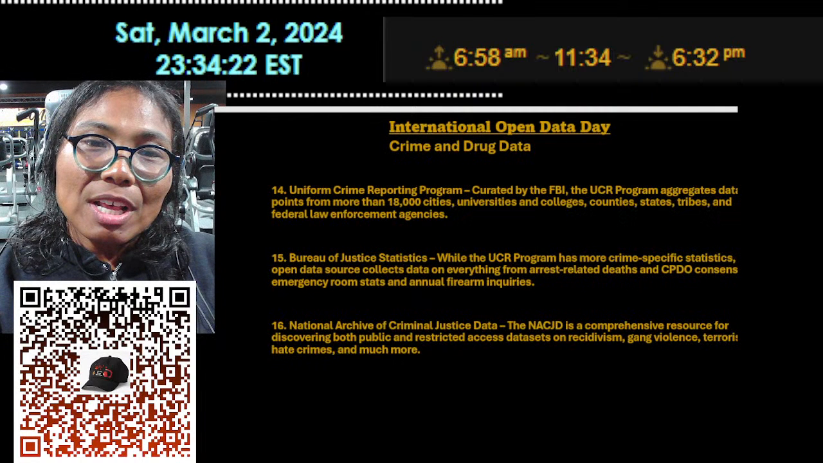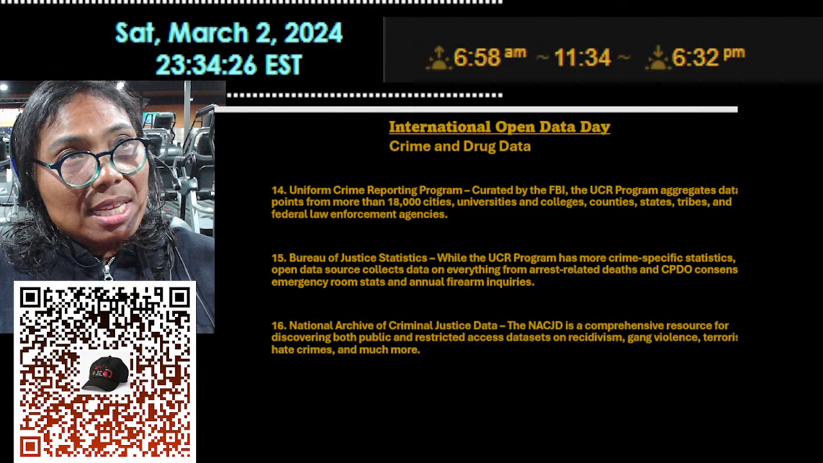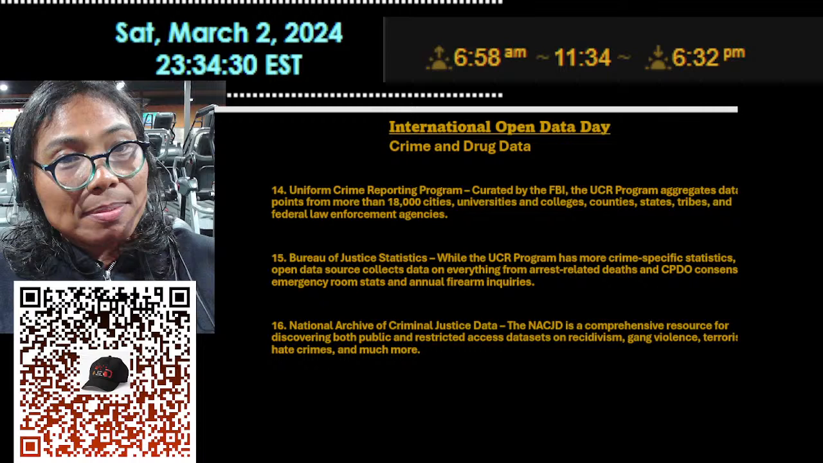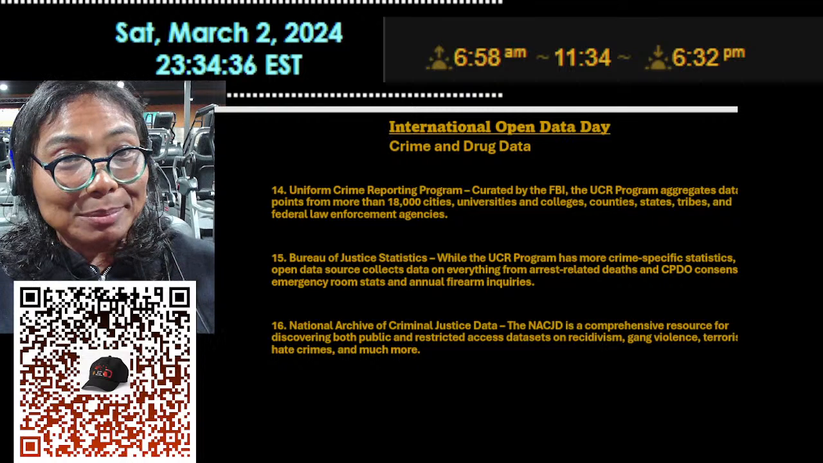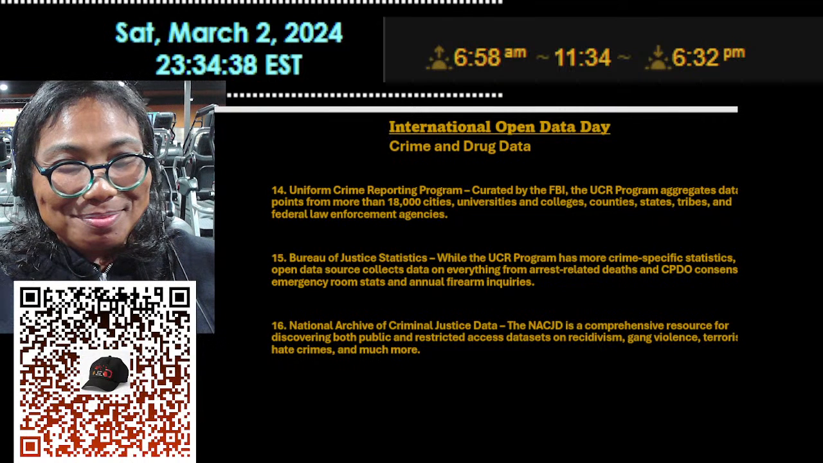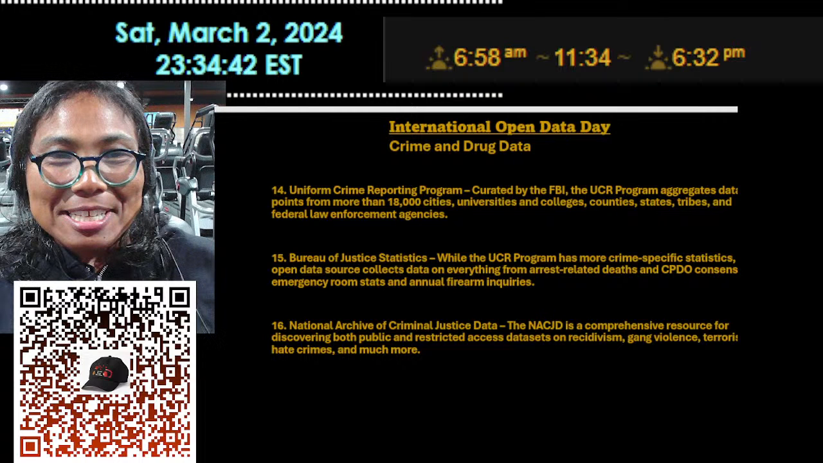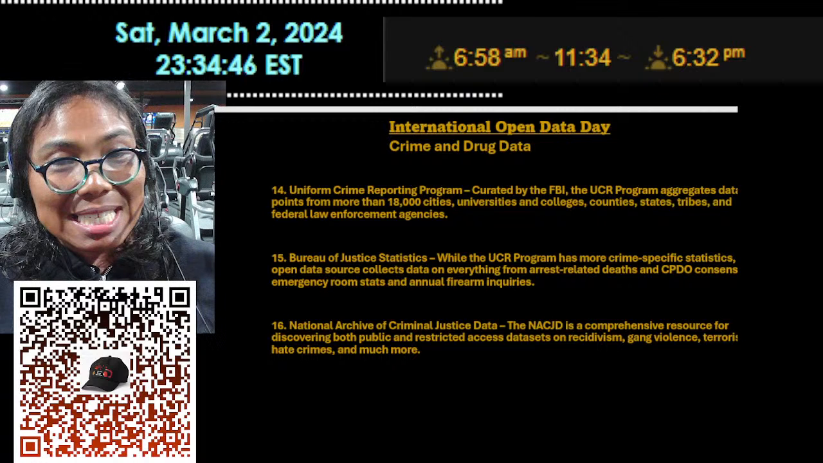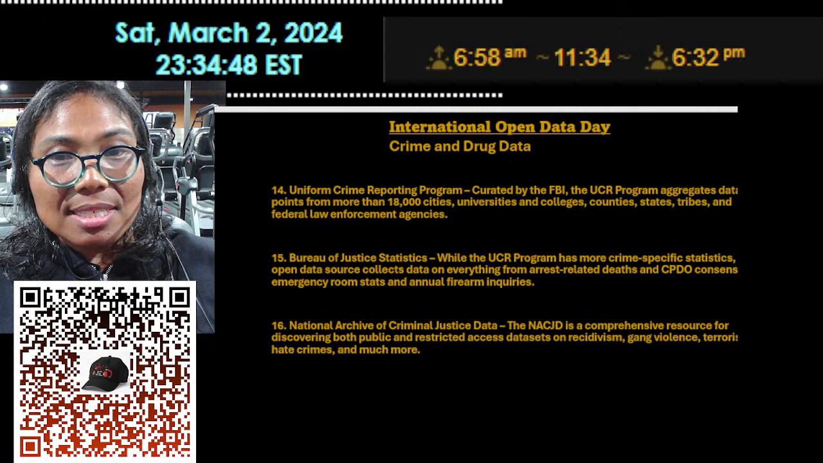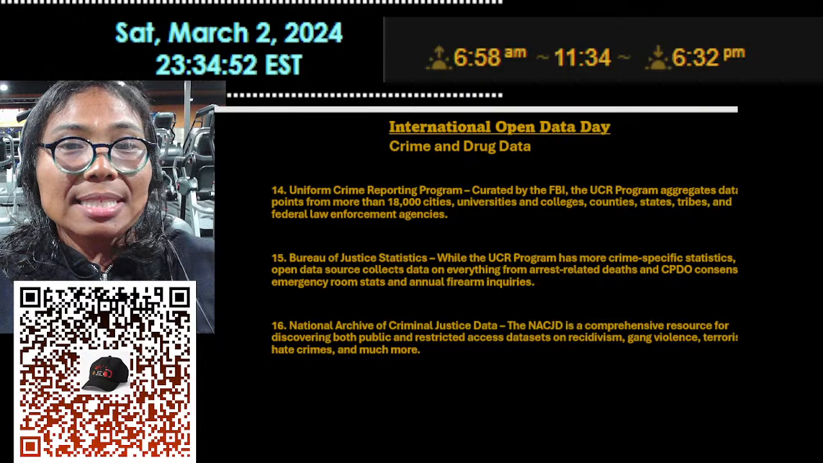We also have the Uniform Crime Reporting Program. Recently, there is a gunmemorial.org website which houses a lot of information on this, but the Uniform Crime Reporting Program is curated by the FBI. So the UCR program aggregates data points from more than 18,000 cities, universities, and colleges, counties, states, tribes, and federal law enforcement agencies. Next up, we have the Bureau of Justice Statistics.